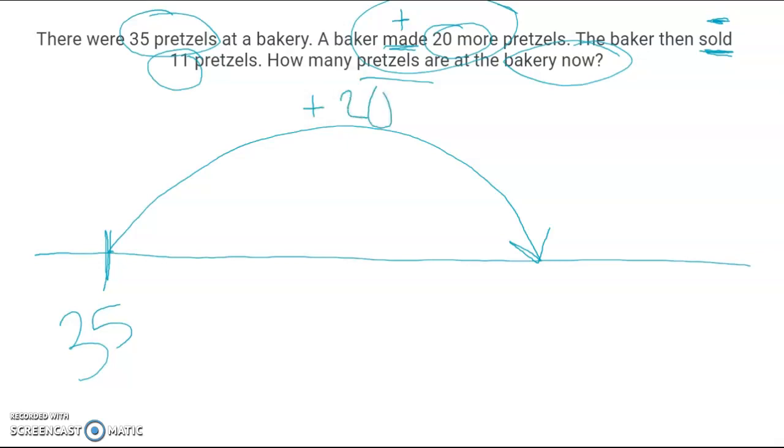And the next thing in my word problem is that I sold 11 pretzels. So if I sell my pretzels and I'm giving those away, I have to represent my subtraction. And I know subtraction makes me go backwards on the number line. And I sold 11 of those pretzels. So how many pretzels are there now? Well, that's where I land on my number line.